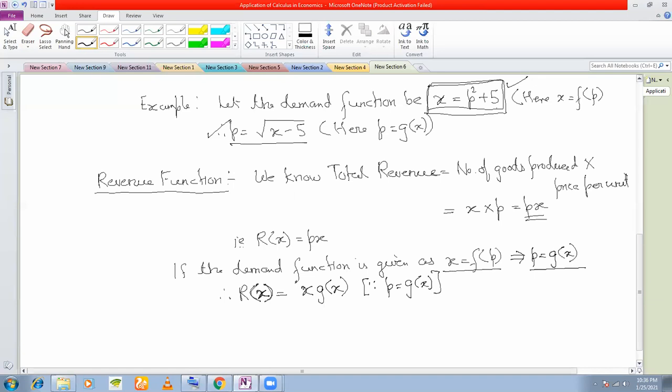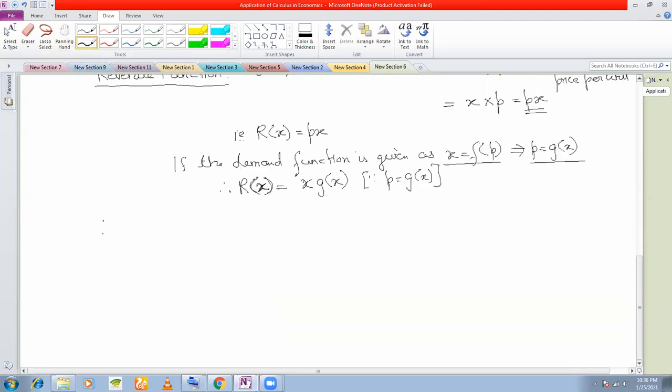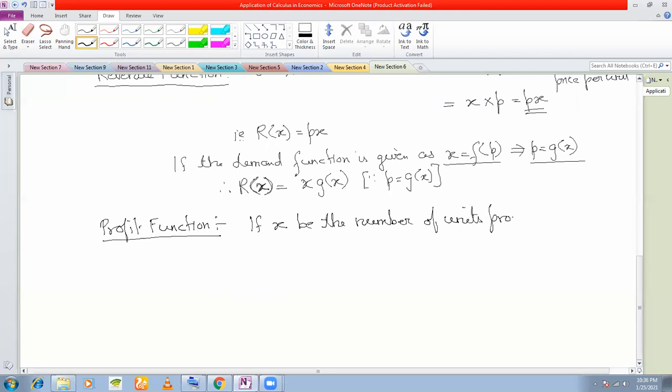So you remember this. Next, and the last concept, is that of the profit function. After this, we'll move on to sums. Now, what do you mean by profit function? If X be the number of units produced, then the profit function is expressed as a function of X, P(x).